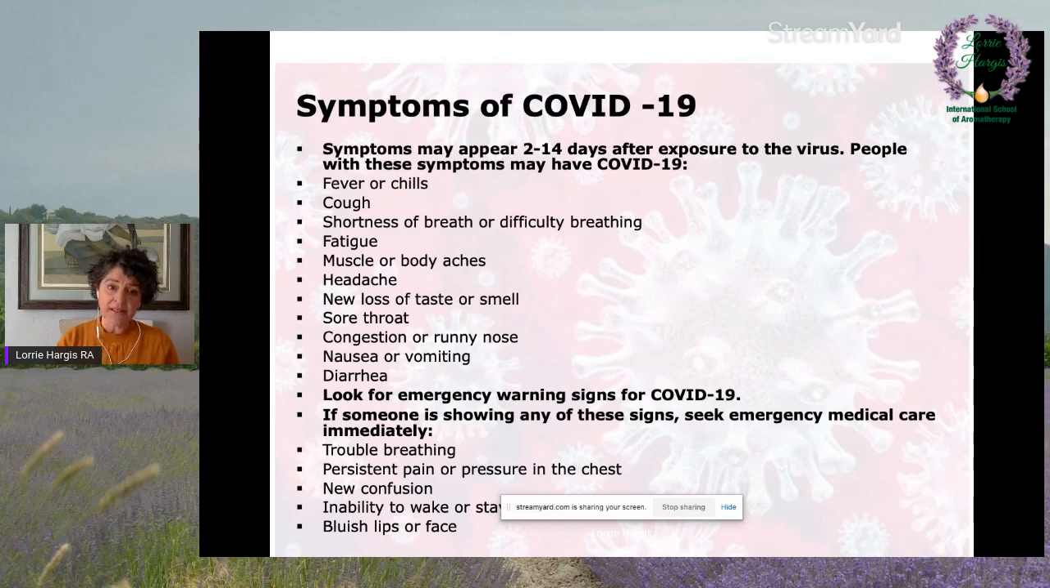Now remember this, look for emergency warning signs for COVID-19. If someone is showing any of these signs, seek emergency medical care immediately: trouble breathing, persistent pain or pressure in the chest, new confusion, inability to wake or stay awake, and bluish lips or face.